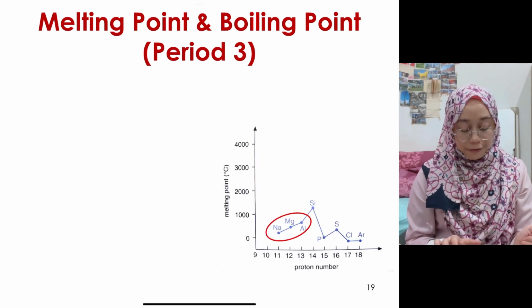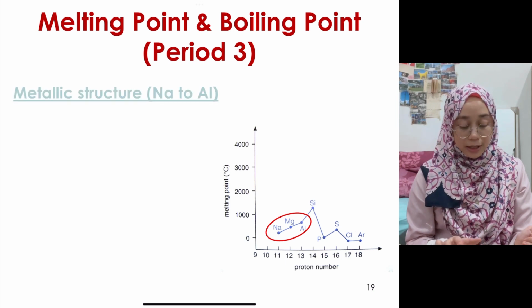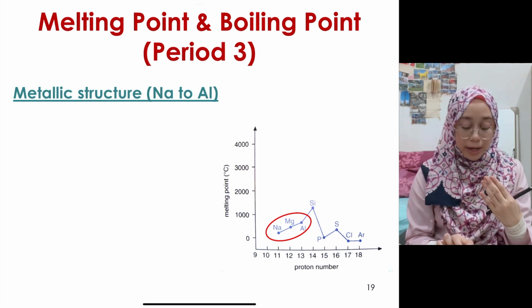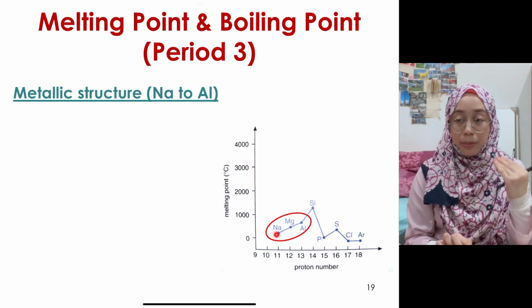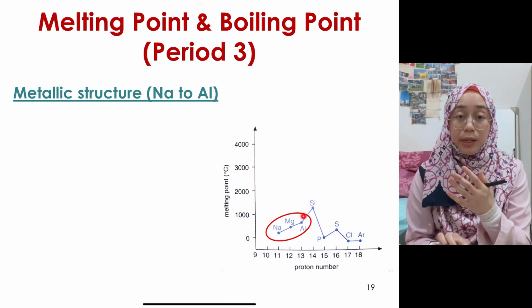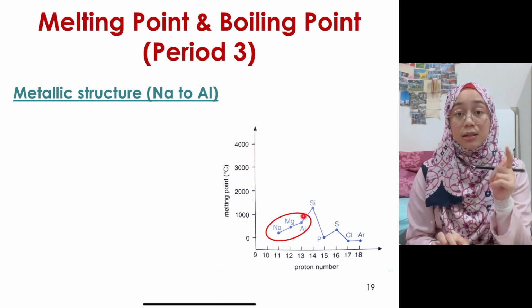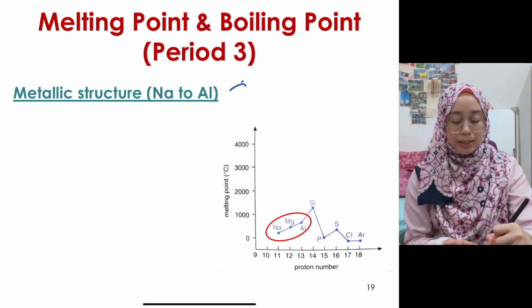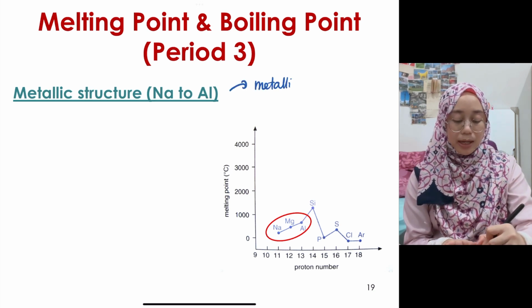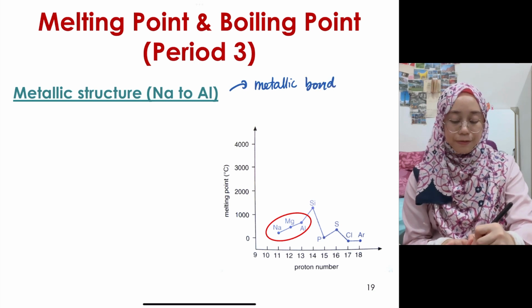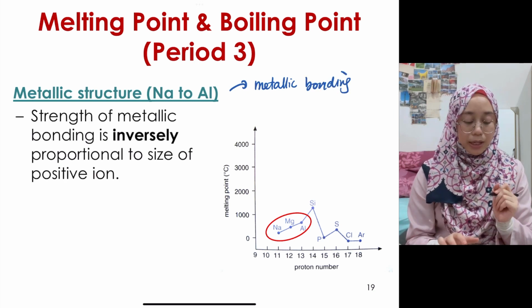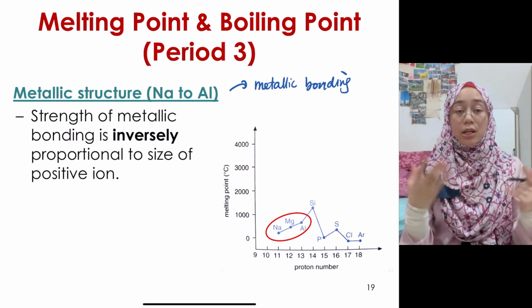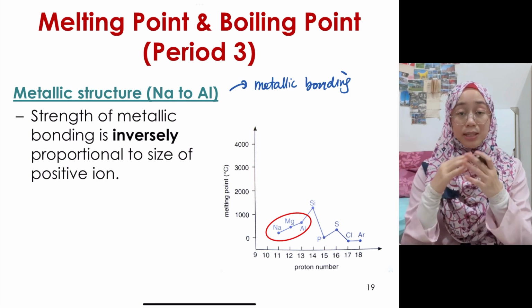Okay, so first one kita tengok dahulu pasal yang metallic character ni. Okay, so metallic structure sodium sampailah aluminium. Okay, by now you should know that kita punya boiling point, melting point increases from sodium to aluminium. So this shows that aluminium has a strongest metallic bond. So untuk yang kat sini kita akan discuss pasal metallic bonding. So the strength of metallic bonding is inversely proportional to the size of positive ion. So up to you class, sama ada kamu nak mention pasal size boleh.